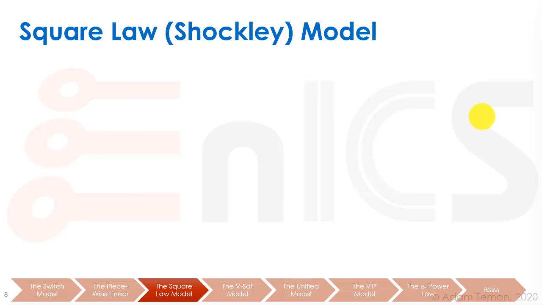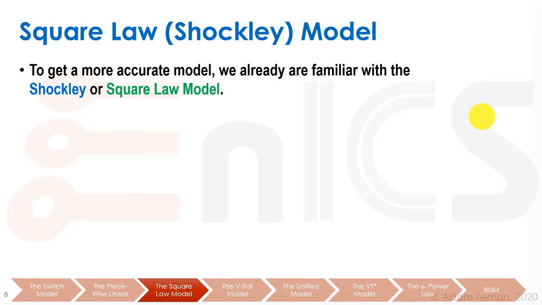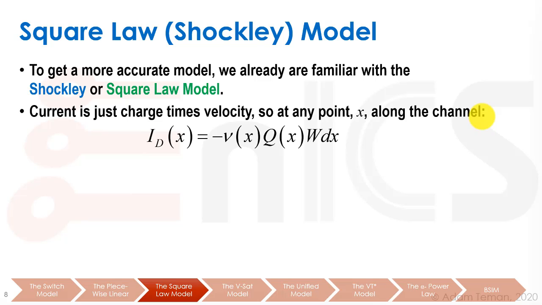But we want something better, and that brings us to the Shockley or square law model, which is probably the most famous MOS model of all. Especially in analog circuits, we try to reach this in order to make for easy-ish hand analysis. This is also called a long channel transistor model. It is a bit more accurate, and we base it on physics, developing it a bit more than what we were doing with our previous piecewise linear models.